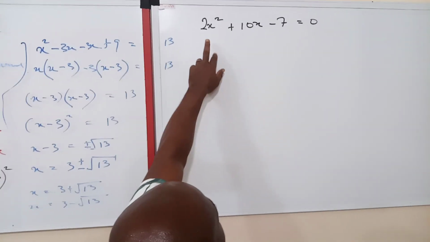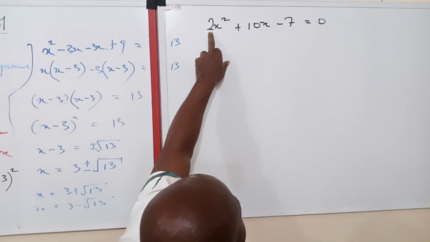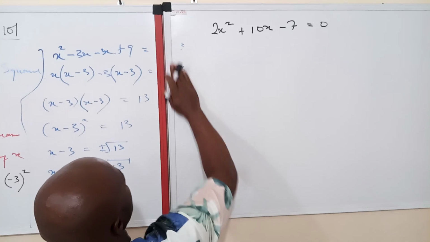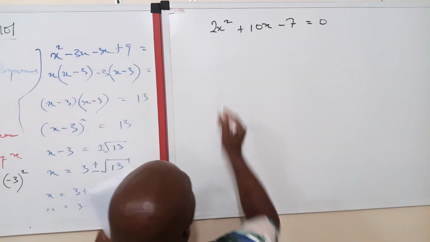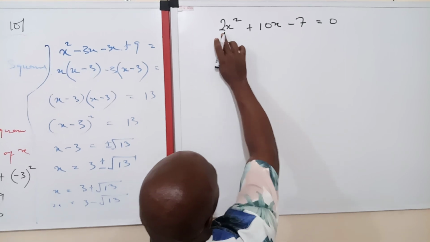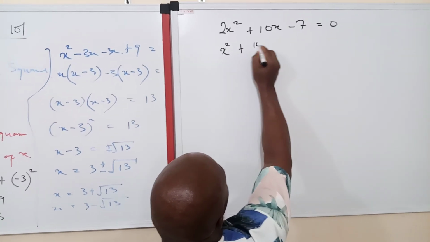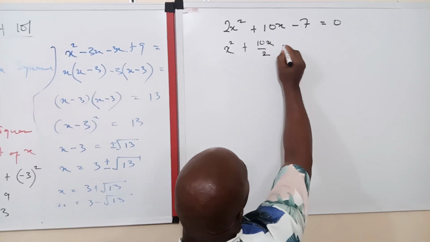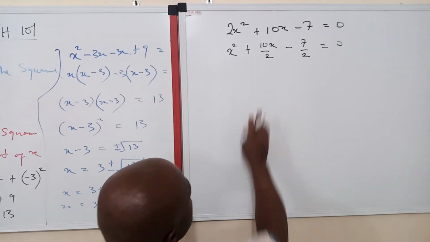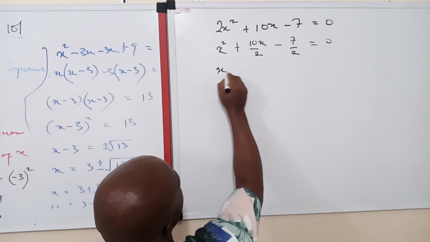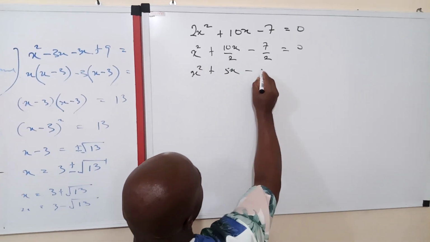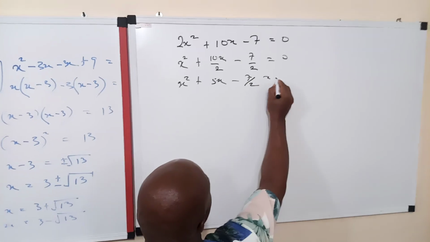We said if the coefficient of x squared is greater than 1, divide everything through by the coefficient of x squared. In doing that, this one will go off, and we are going to have x squared plus 10x all over 2 minus 7 all over 2 is equal to 0. Now you can simplify this further, and you have x squared plus 5x minus 7 all over 2 equal to 0.